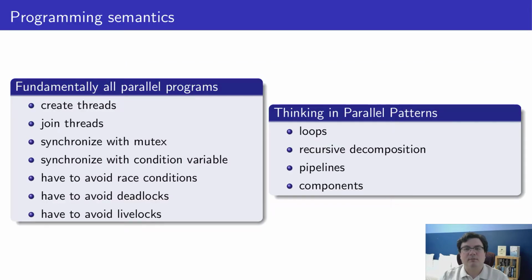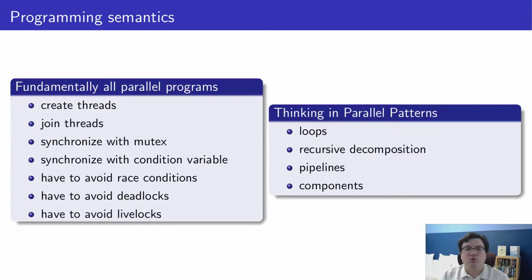When programming shared memory systems, the basic blocks are threads and synchronization primitives like mutexes and condition variables. Writing a correct parallel program is hard, because one has to think about thread placement, avoiding race conditions, deadlocks, livelocks, while still delivering on parallel performance.